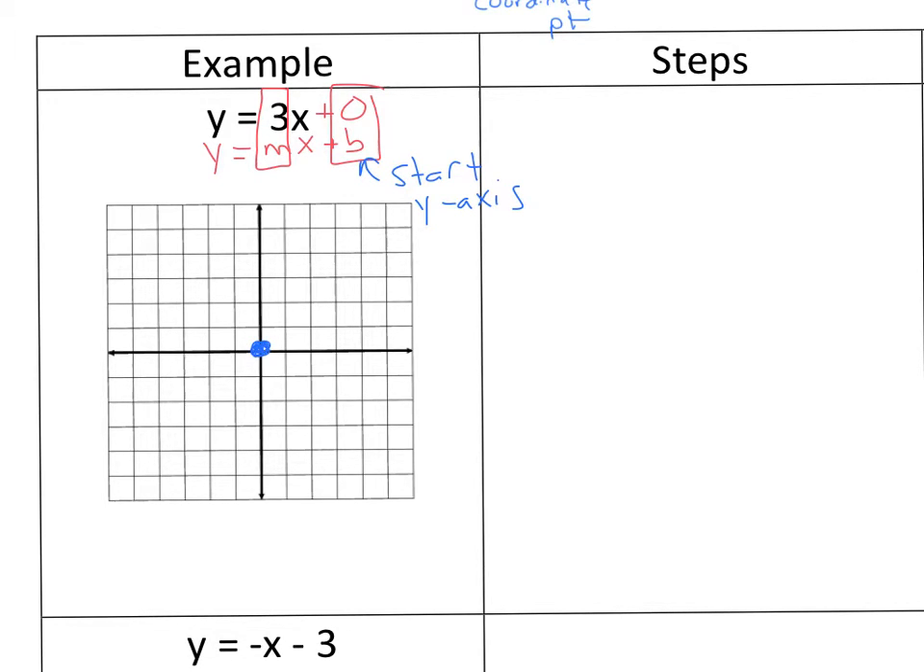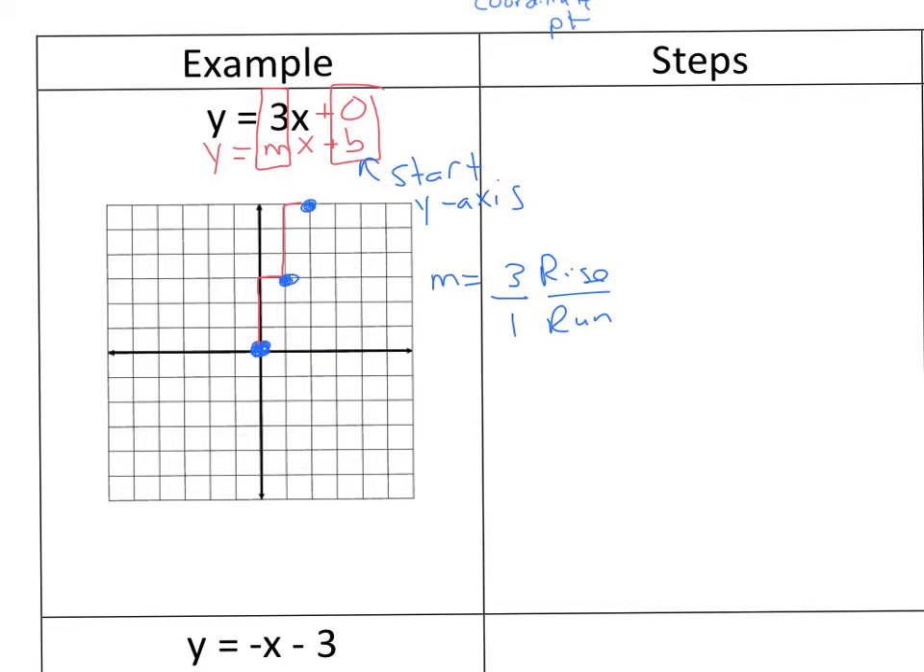And then I'm going to think about slope. In this case, slope is equal to 3. I'm going to make it a fraction so that I can use my rise over run, okay? So I'm going to rise 3 and run over 1. And that's going to be my next point. Now, you don't need to make that red line. I'm just making it so that you understand what's going on there. And again, I'm going to do the same thing. I'm going to rise 3 and run over 1. And there will be my next point.